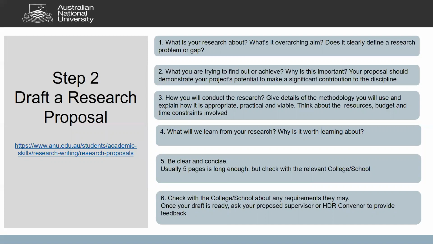It needs to include information about how you're going to conduct the research. It needs to include what you hope to learn from the research, and why it is worth learning about. It needs to be clear and concise. Usually 5 pages is long enough, but you can always check with the relevant academic college or research school. If you have any questions, you can always contact the research school or the academic college or the HDR convener, who can provide more feedback to you.